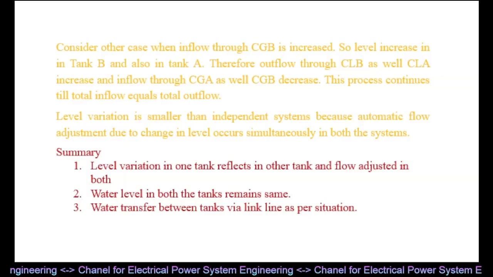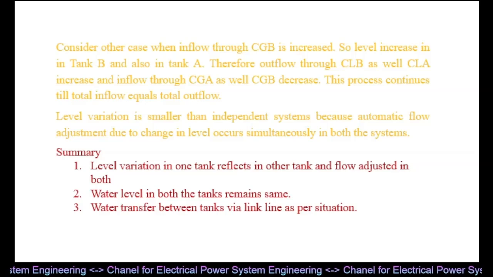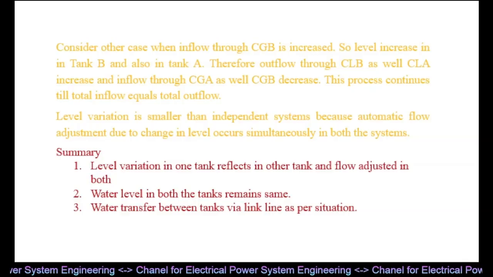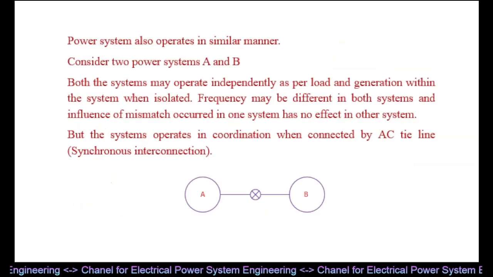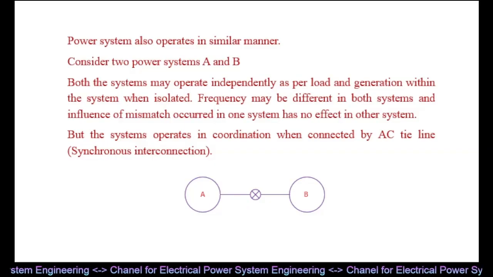Summary: 1. Level variation in one tank reflects in the other tank and flow is adjusted in both. 2. Water level in both tanks remains the same. 3. Water transfers between tanks via the linked line as per situation. Power system also operates in a similar manner.